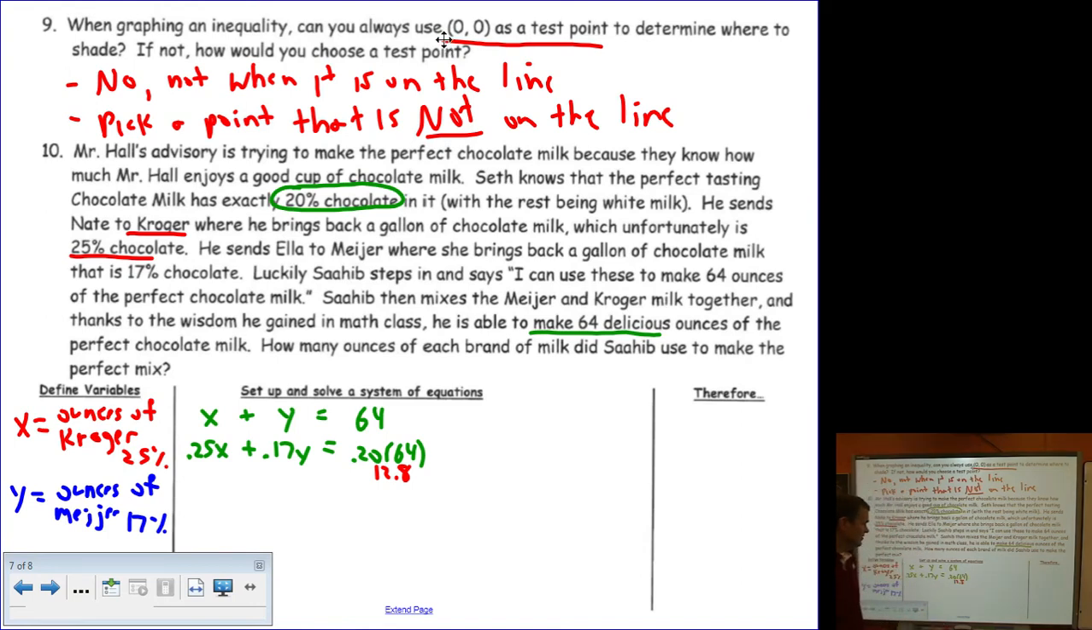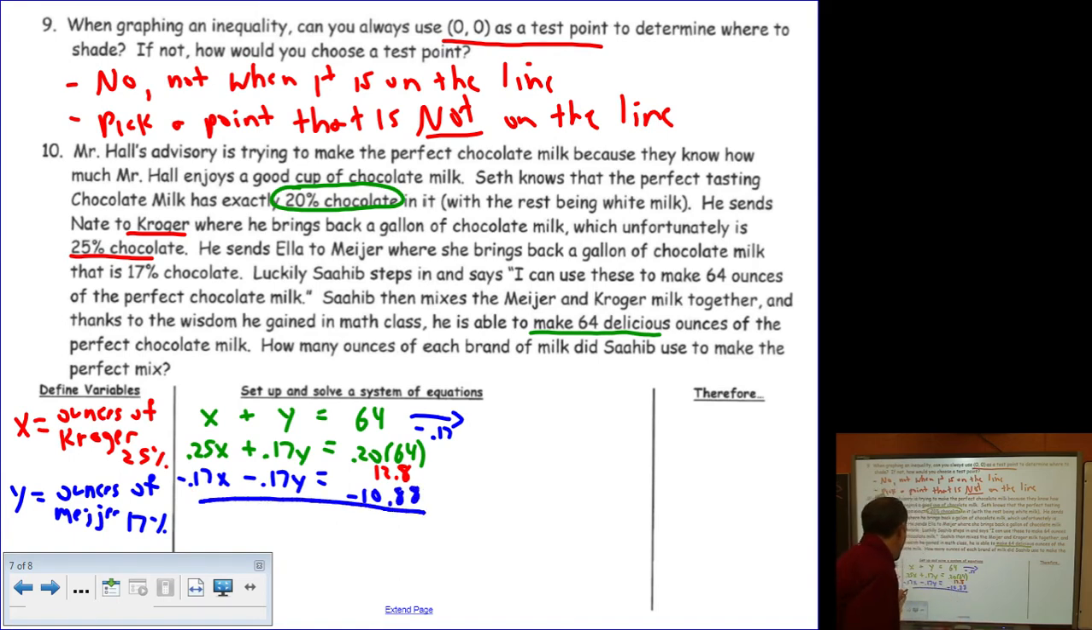So now I'm ready to solve this. I choose to solve it by the elimination method, but you could use the substitution method. I'm going to go ahead and multiply this first equation by negative 0.17. That gives me negative 0.17x, negative 0.17y, and I need to multiply negative 0.17 times 64, and that gives me negative 10.88.